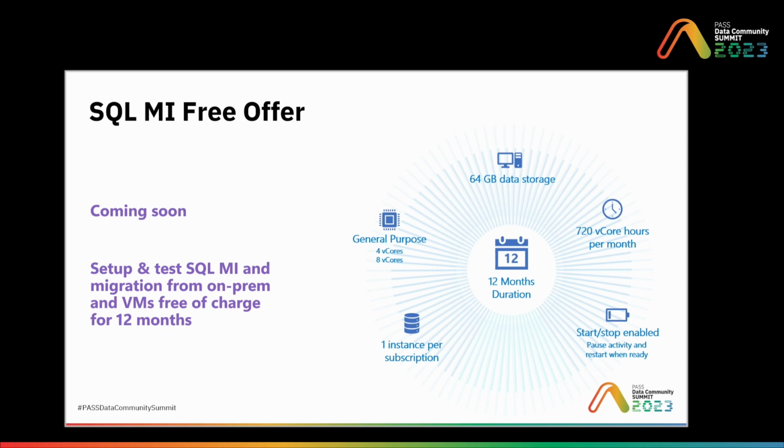It's 720 hours a month. So what does it mean? You can do this 8 hours a day, 5 days a week for an entire month, and you can repeat it for 12 months without paying anything.